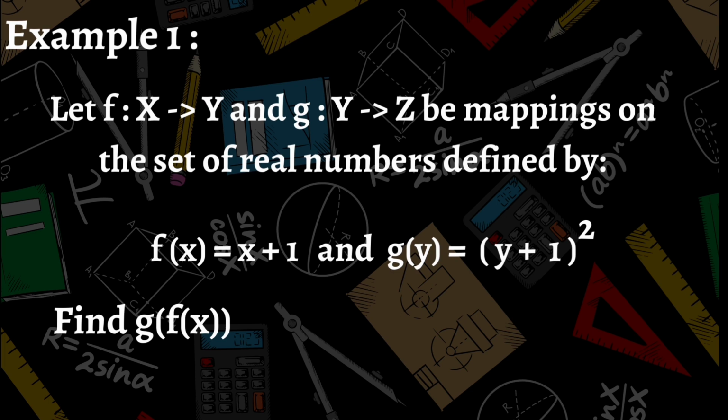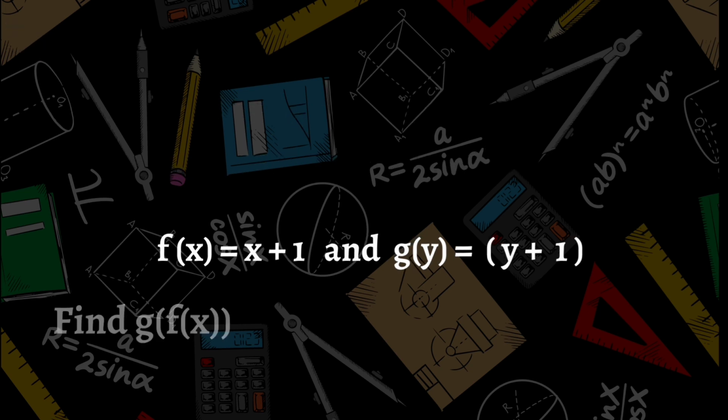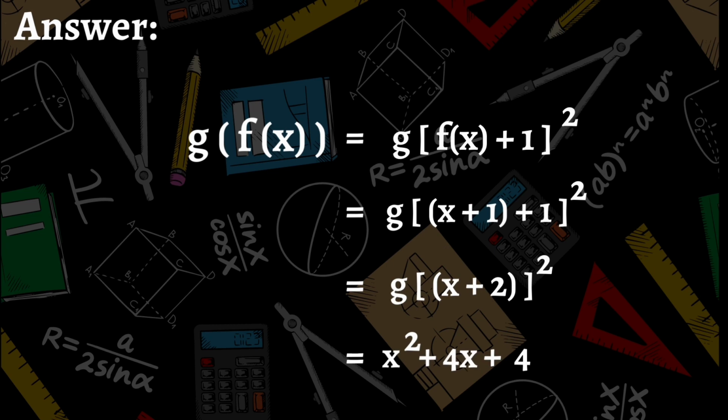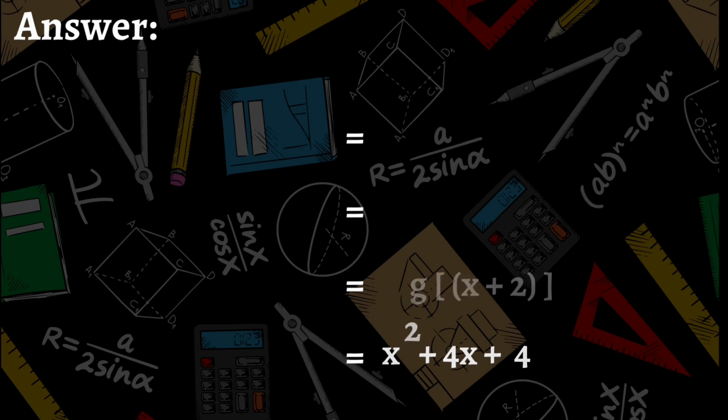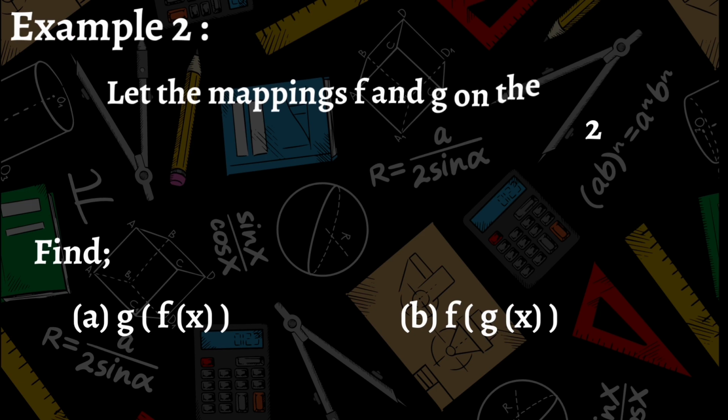Let's look at an example. When we have two functions, f of x equal to x plus 1 and g of y equal to y plus 1 all squared, we are required to find g of f of x. This means that we are to evaluate f of x within the function of g before applying g itself. Hence, we substitute x plus 1 for y. Evaluating that, we have x plus 2 all squared. Expanding, we have x squared plus 4x plus 4.